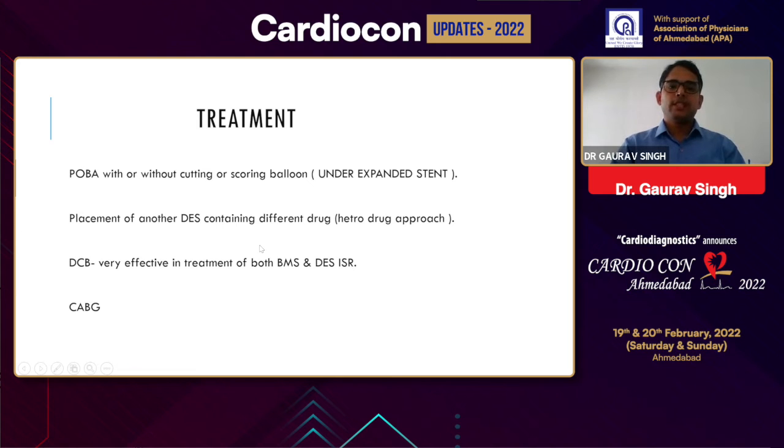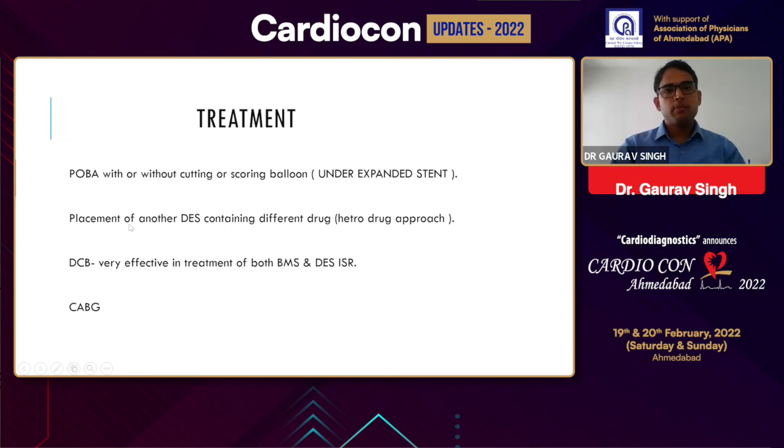What is the second option? Placement of another stent containing a different drug. If we have an ISR in a BMS, that is a non-drug-eluting stent, this is the first option: you place a drug-eluting stent. But here we are dealing with an ISR in a DES. So placement of another DES, preferably with a different drug, is termed the hetero-drug approach. The logical explanation for this is that a different drug and a different polymer will help to prevent another ISR.